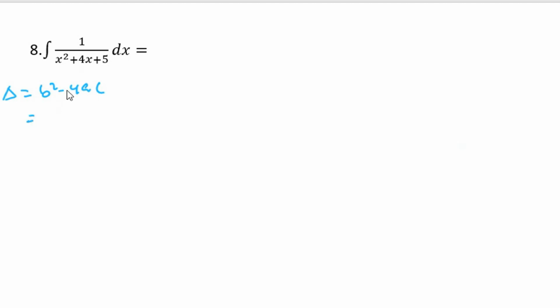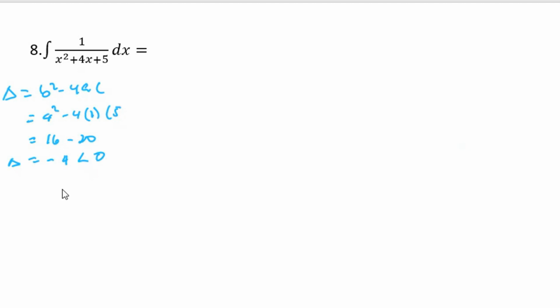So our b is 4. So we have 4 squared minus 4 times the value of a, which is the coefficient of x squared, which is 1, times the value of the constant, which is 5. So we have 4 squared is 16 minus 4 times 1 times 5 is 20. And the delta now is equal to negative 4, which is less than 0.